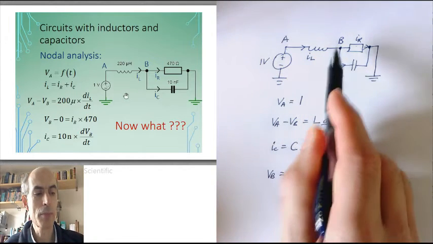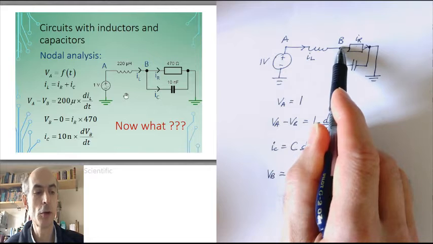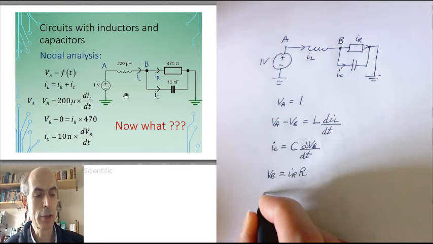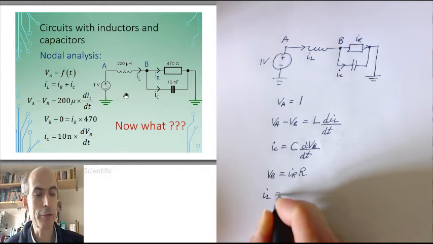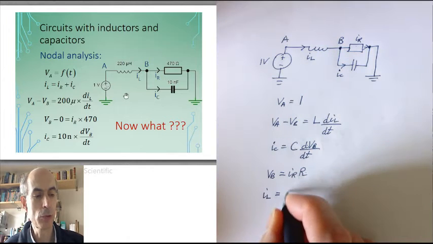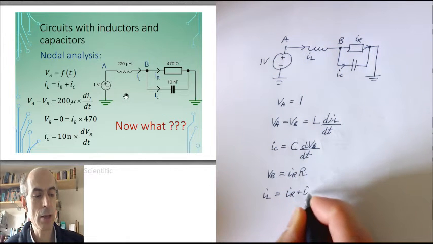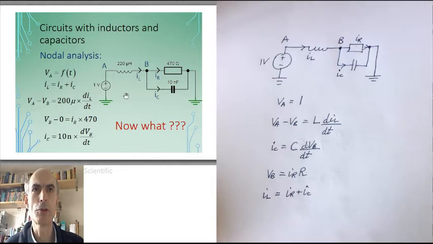I do, however, have to apply Kirchhoff's current law to node B, and that would give me that IL, the current flowing into node B, is equal to IR plus IC, the total current flowing out of the node.